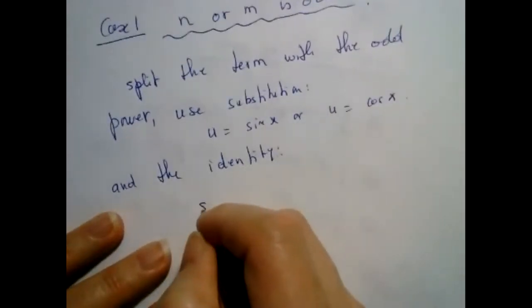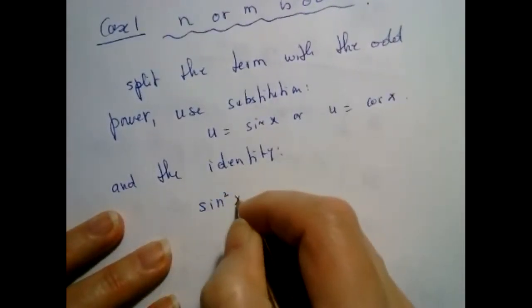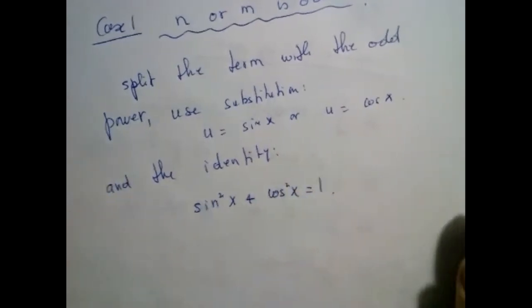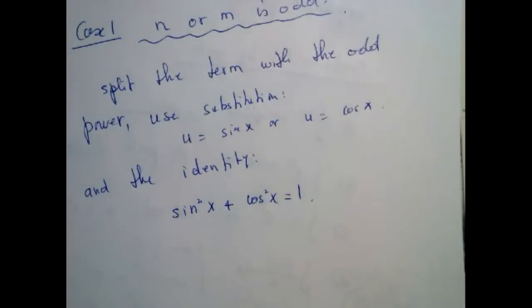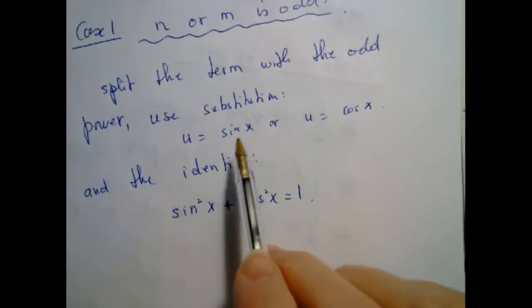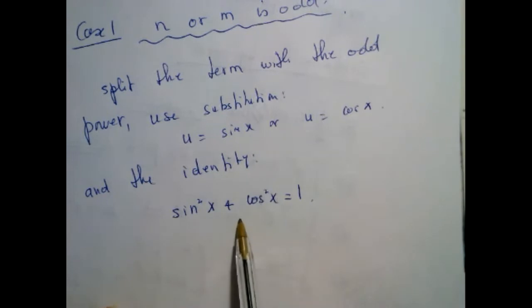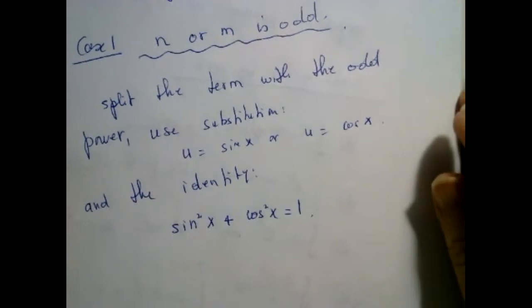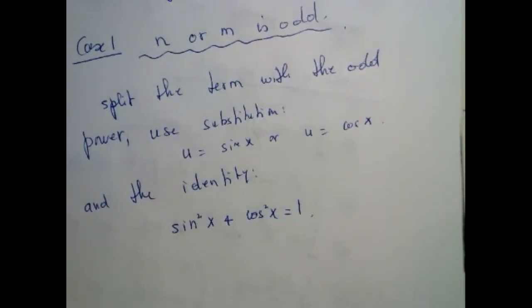Sine squared plus cosine squared x equals 1. So we have to split the odd power and use this substitution together with this identity. So if one of them is odd, that's going to be the technique we will use. So let me do 2 problems. So I look at number 15. I need to open the book. I forgot to get the book open. Number 15.